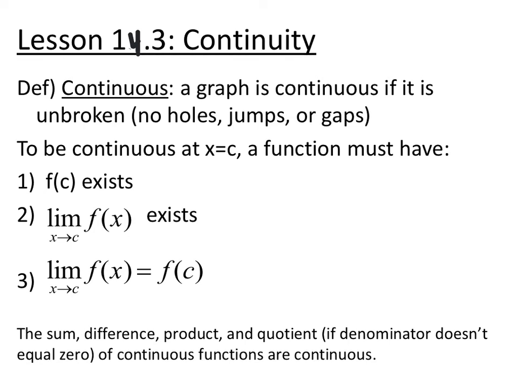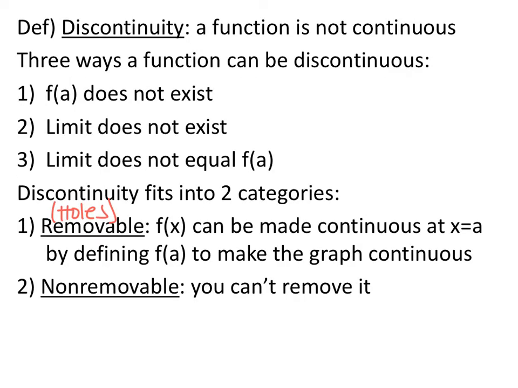When you go to prove continuity, you actually have to show all three of these steps. If at any point it fails, for instance, if you do step 1 and the function doesn't actually exist there, you can just stop and say it's not continuous. But to prove that it is continuous, you have to prove all three of these are true.